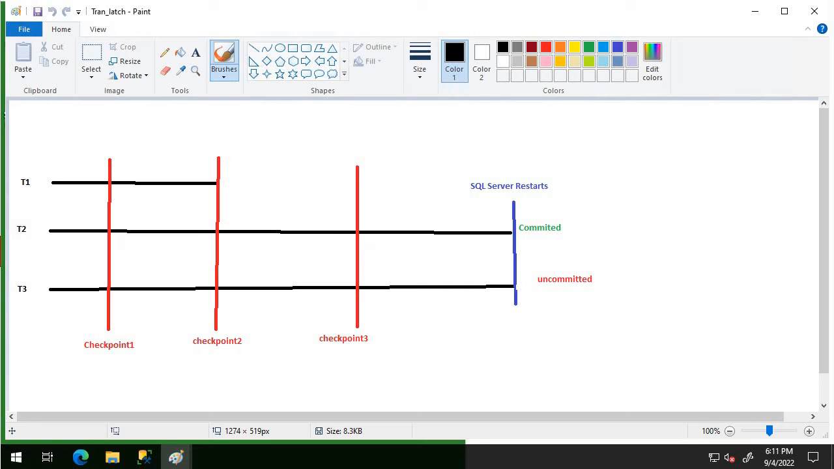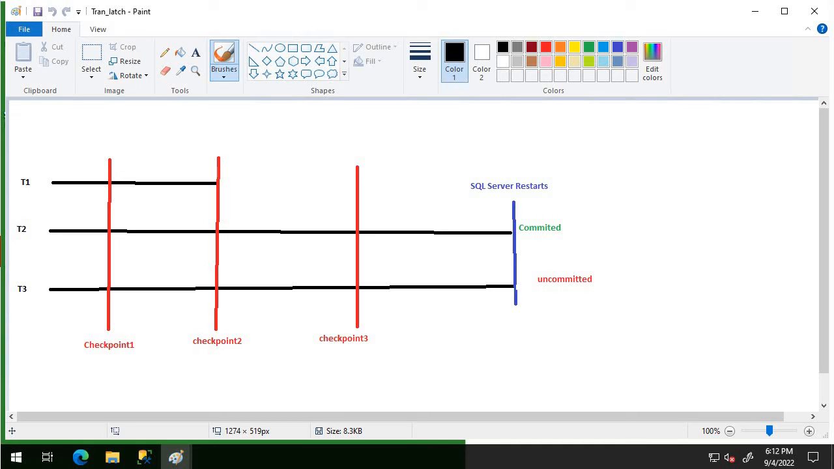What do we take latches on? IO latches protect pages that are not yet loaded into the buffer pool. For example, PAGEIOLATCH_SH, which is shared, or PAGEIOLATCH_EX, which is exclusive. Buffer latches are used to protect pages in the buffer pool. For example, PAGELATCH_SH or PAGELATCH_EX. We have other things, but we are just discussing the common ones that we can see.